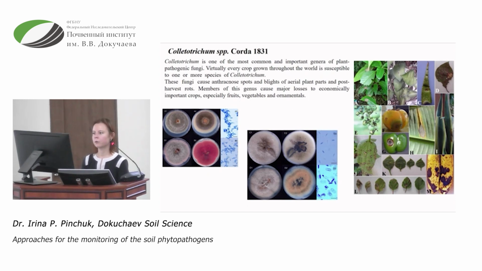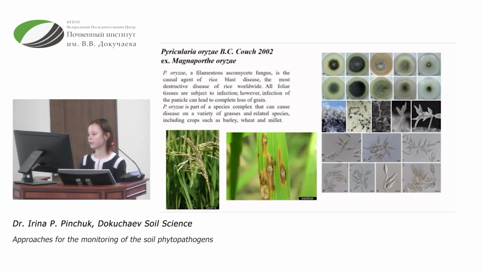Colletotrichum is one of the most important genera of pathogenic fungi, and most crop species can be a host of some species of Colletotrichum. You can also see how this fungus attacks pepper or banana or other plants around the world.